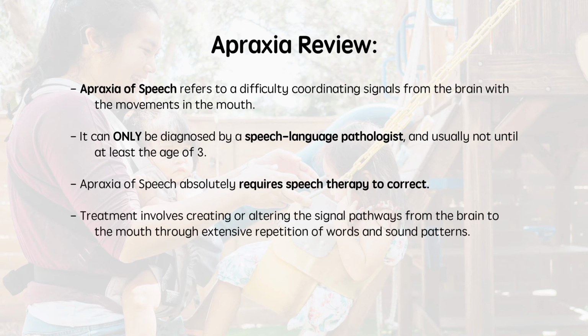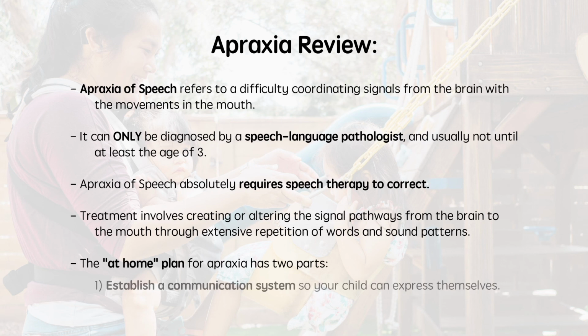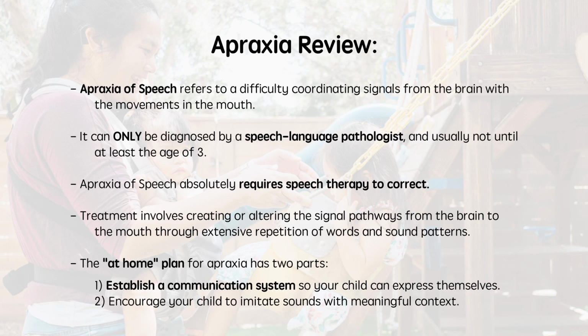Treatment of apraxia involves creating or altering the signal pathways from the brain to the mouth. This is achieved through extensive repetition of words and sound patterns. The best at-home plan for families of young children with apraxia is twofold. First, establish a communication system to give your child independence and freedom of expression while they're still learning to use speech. Second, make sure that you're doing everything you can at home to encourage your child to imitate sounds with meaning.